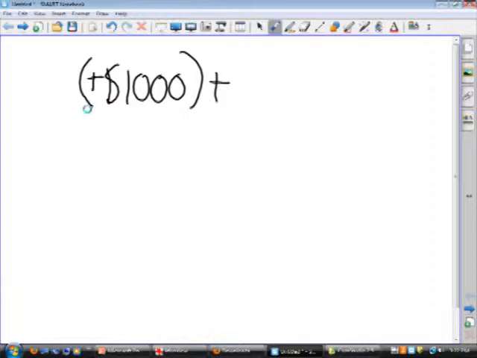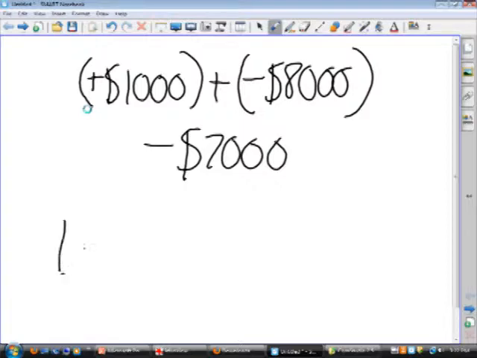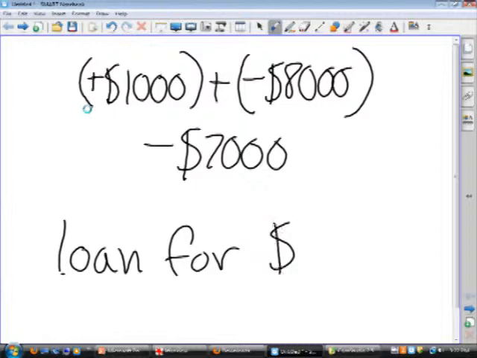And then since you owe the $8,000, it's going to be negative. So we have a negative $8,000. And what we want to find is the total of how much you owe after the down payment. So we're going to sum the totals. So if you have positive $1,000 and negative $8,000, you're still going to owe negative $7,000. So what you're essentially going to need is you will need a loan for $8,000.